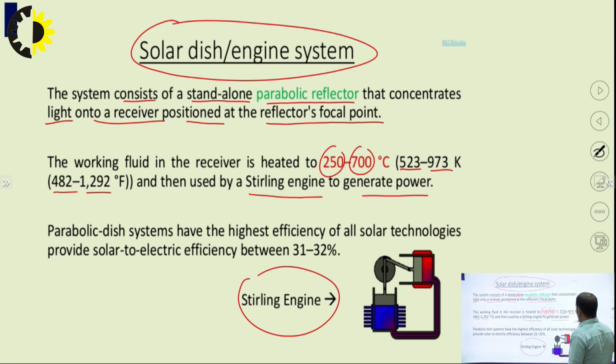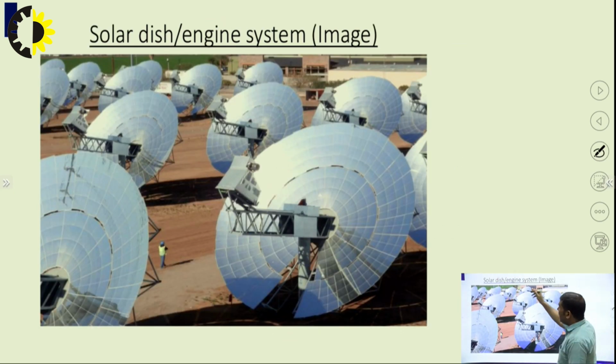The next one is the diagram of the solar dish engine system. This is the image. You can see here we have a dish type system with some modules like this, and we have a concentrator which concentrates the power at a particular point, and then it is converted into electricity with the help of steam and a generator.